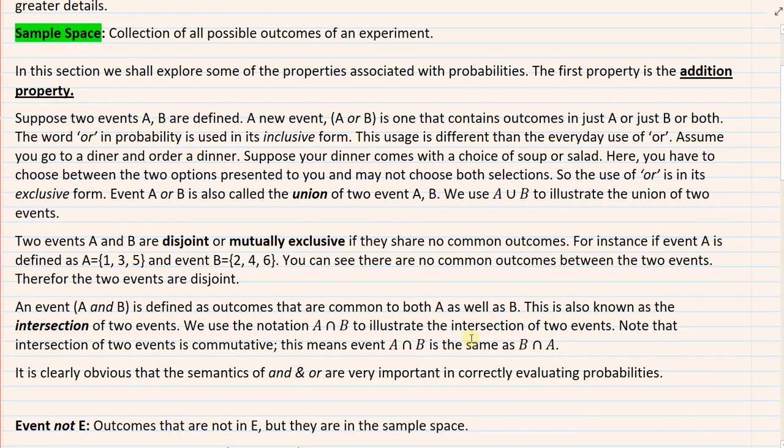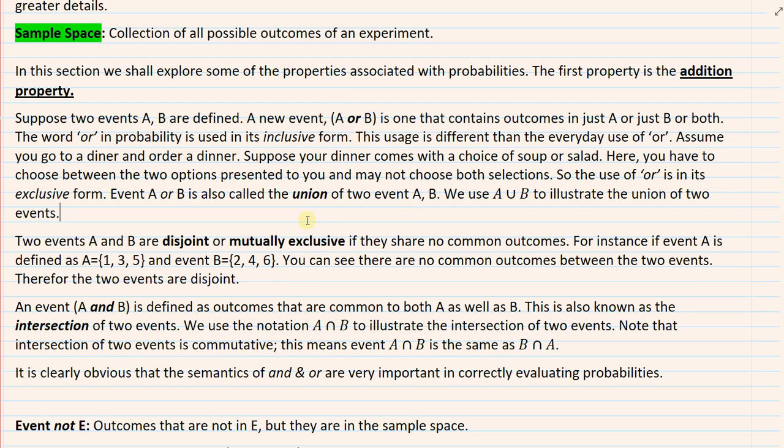Next, we're going to talk about the intersection of two events. Notationally, we use A and B to show that intersection. So the keyword here is and. With the union of two sets, the keyword is or. So up here I have or. That's indicative of the union of two sets. The semantics of and and or are extremely important in probability. It literally changes the interpretation of the event.